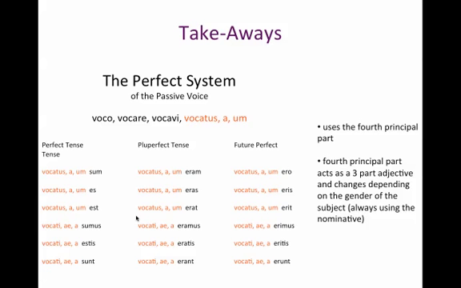So what are our takeaways from this lesson? The main one is you need to start memorizing your perfect system of the passive voice and get it down. Remember, it uses the fourth principal part. The fourth principal part forms like a 3-part adjective, however, and you need to use the right form that agrees with the gender and number of your subject. And the only other takeaway is that if you're wondering who's doing the action of this passive verb, the way that you find it in Latin is by finding the ablative of personal agent, a or ab plus a person or animal or some sort of sentient being in the ablative case.